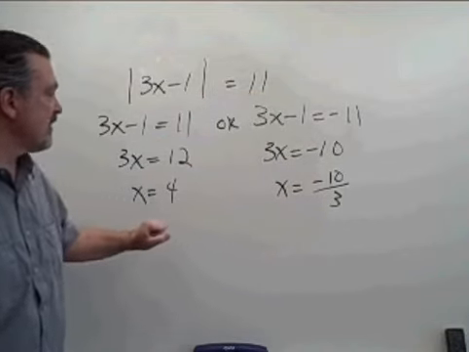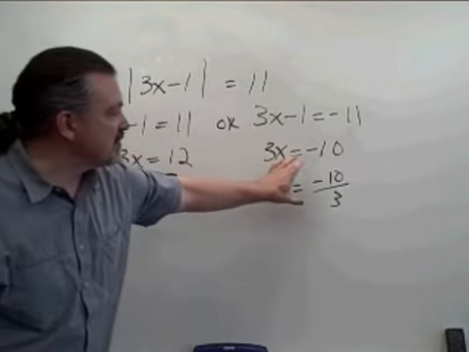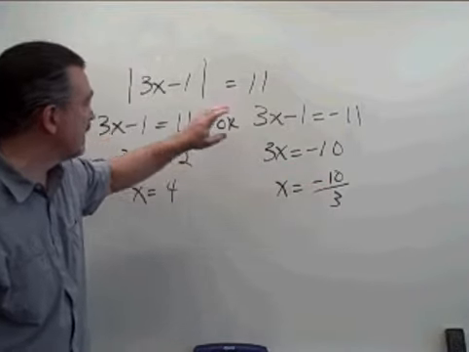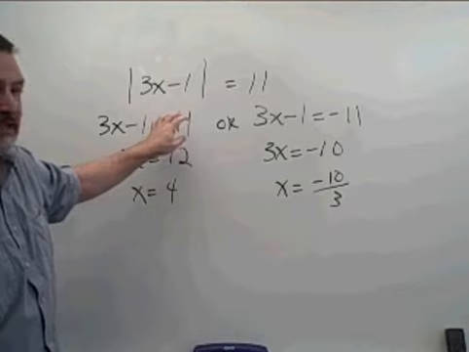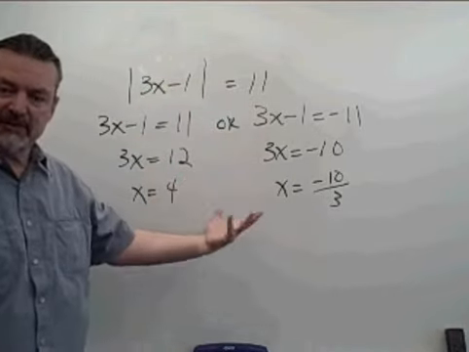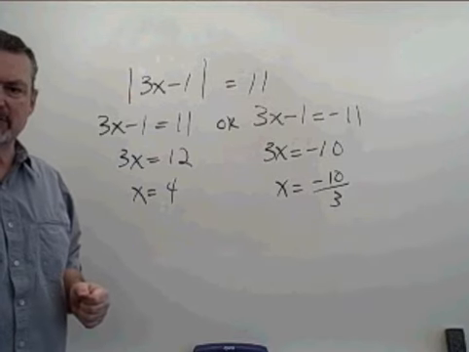If x was negative 10 thirds, 3 times negative 10 thirds, the 3's are going to cancel, giving me negative 10. Negative 10 minus 1 is negative 11. Absolute value of negative 11 is 11. We've found the two solutions to that absolute value equation.